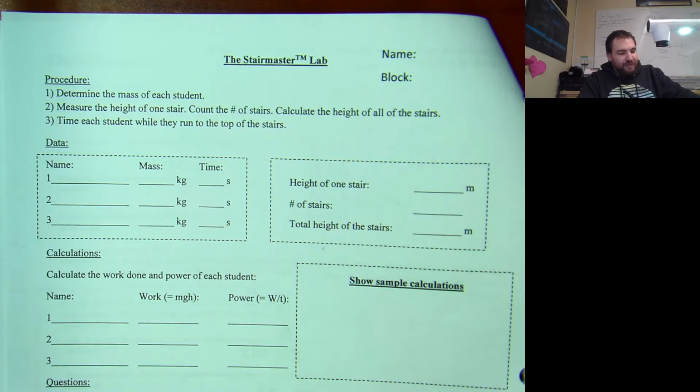Okay, so we're going to determine your guys' mass. We're going to measure the height of a stair. We're going to count the number of the stairs. And then you're going to calculate the height of all the stairs. And you guys are going to time each other as you run. If you would like, you could take a practice run and then give us the real run. Don't do too many practice runs because you're just going to wear yourself out.